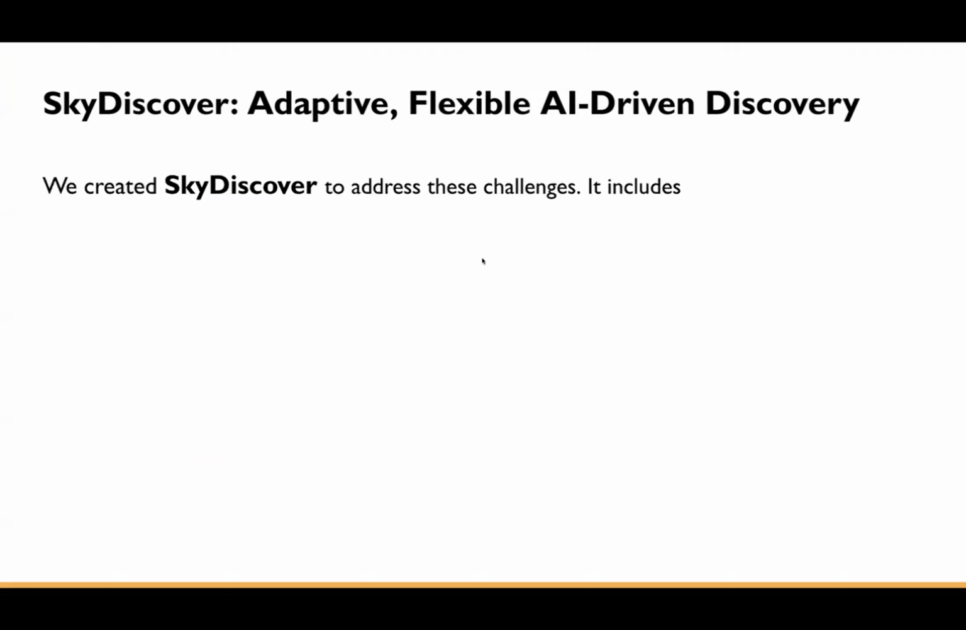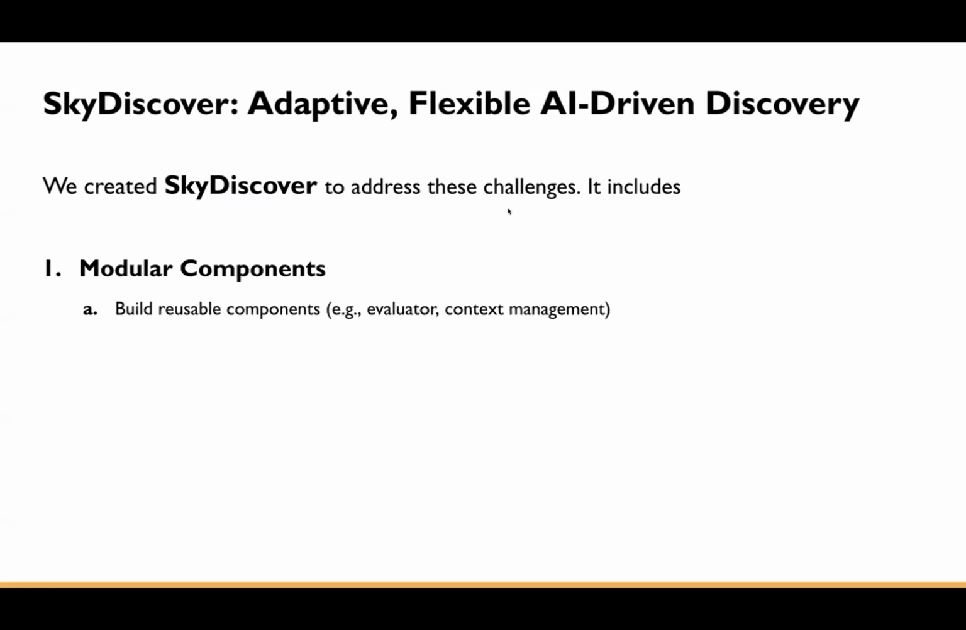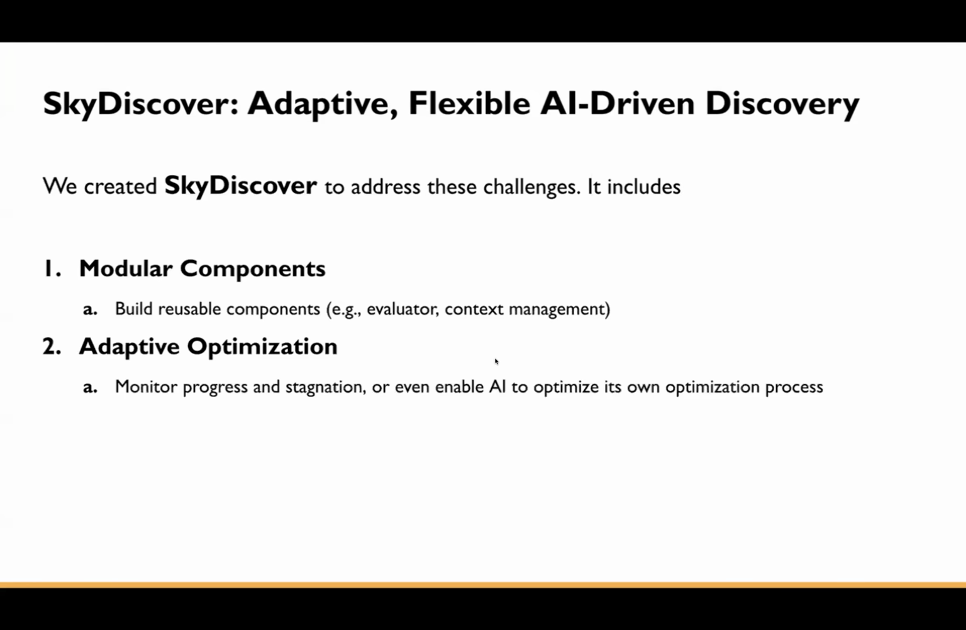We want to address the three challenges we talked about before by having modular components that are reusable across different algorithms and pipelines, for example evaluators and context management. We also want to do adaptive optimization: we want to be able to monitor the progress and stagnation of your optimization process, and even enable AI to optimize its own optimization process.